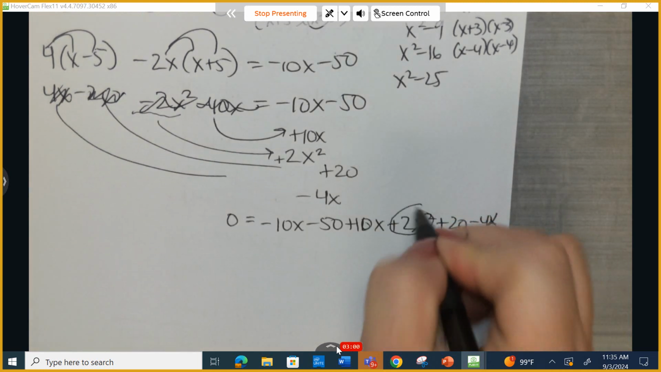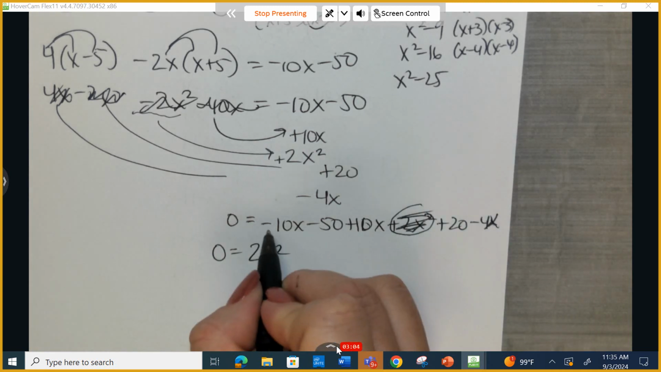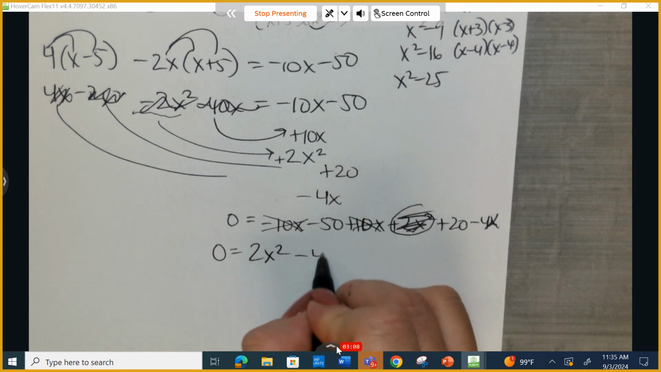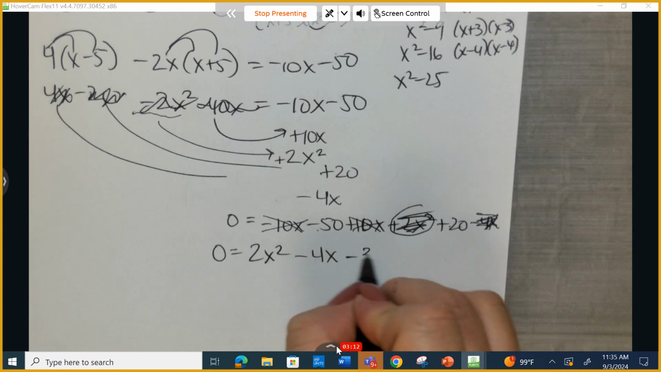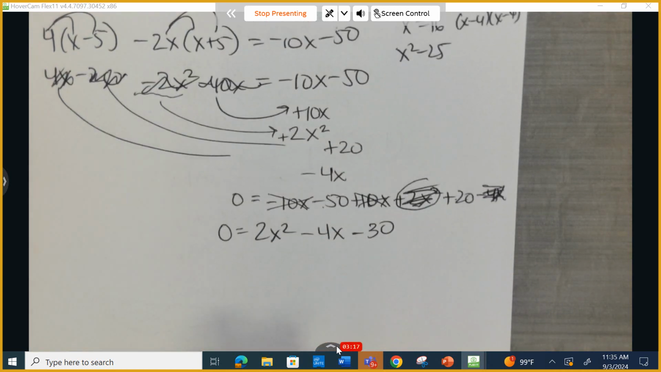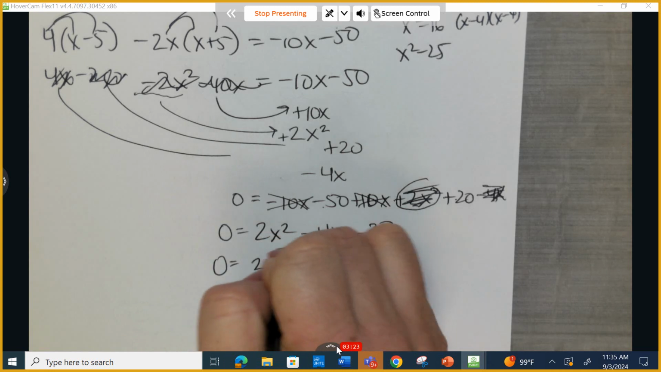Okay, we have a 2x squared. Let's look at all the x's. Well, negative 10x and positive 10x cancel. There's a negative 4x. Negative 50 and 20 is a negative 30. We could factor from here. We could use the quadratic formula, but all of these are even. Let's factor out a 2 to make our lives easy.